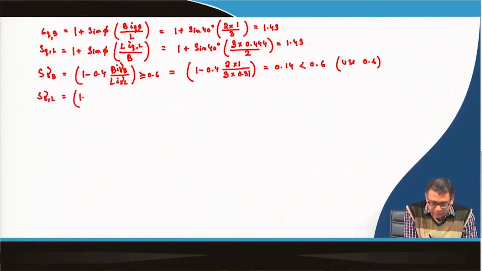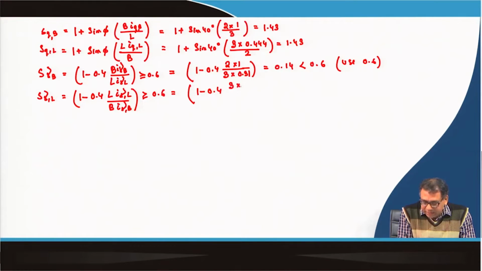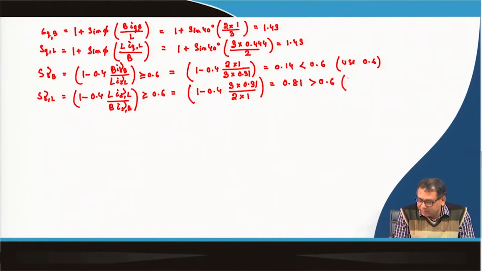Then S gamma L is equal to 1 minus 0.4 L I gamma L divided by B I gamma B. That should also be greater than or equal to 0.6. So I can write 1 minus 0.4, L is 3, I gamma L is 0.31, divided by 2 into 1. So that is equal to 0.81, which is greater than 0.6. So use 0.81.